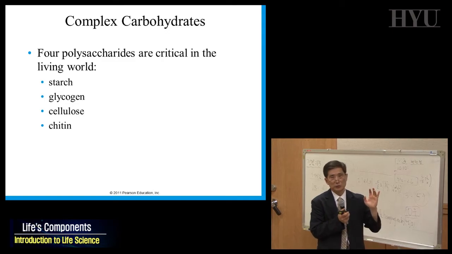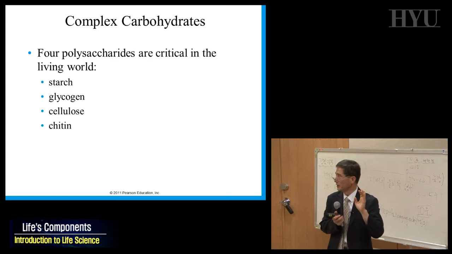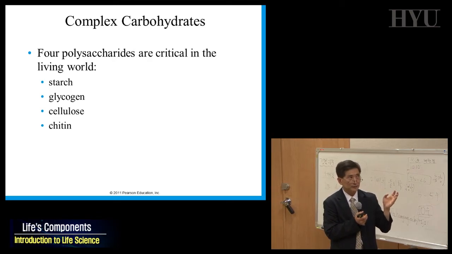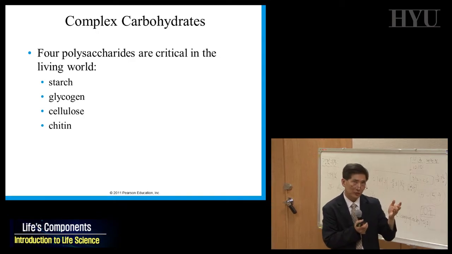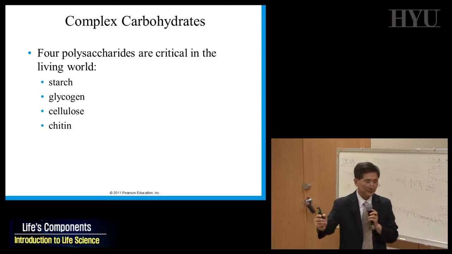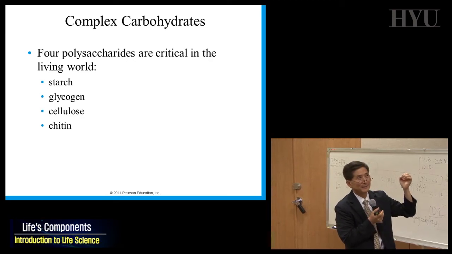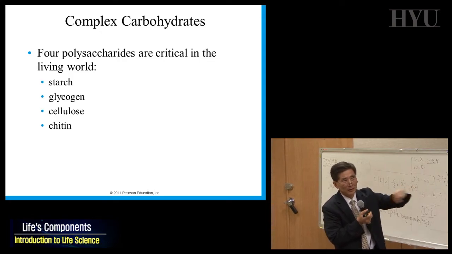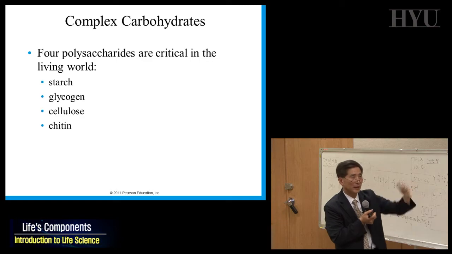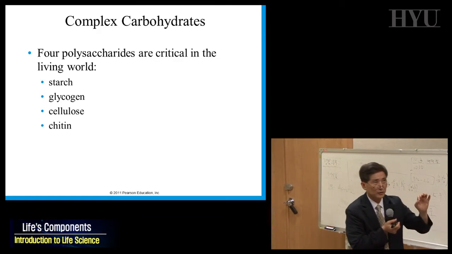Starch, we know in Korean it's 전분, 녹말. You don't have to know what it is yet, we'll go through it. Glycogen. And cellulose. Chitin. So starch: if you know 감자전, you grind a potato and you make a pancake. That white stuff that comes out of the potato, that's the starch.